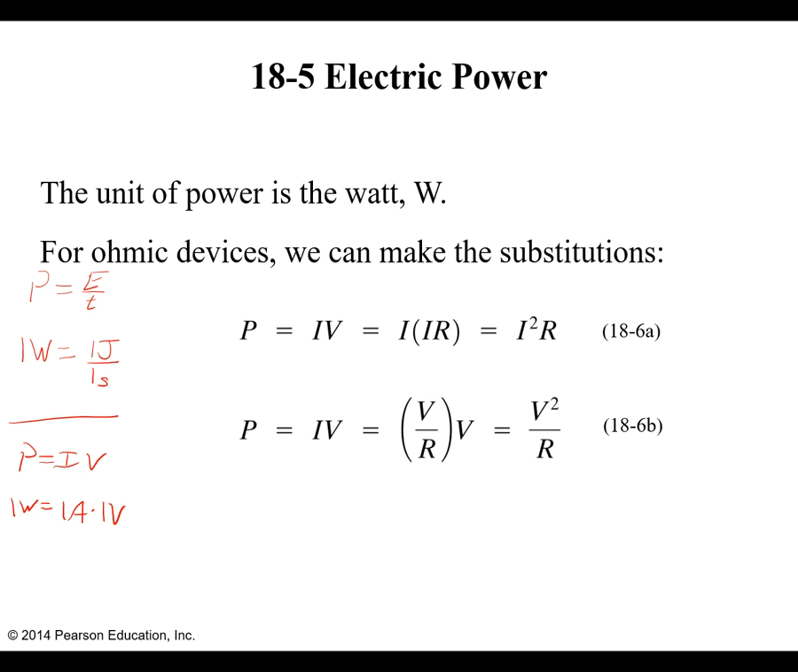But for ohmic devices, that is devices where resistance is involved, we can make the following substitutions using Ohm's law. V equals IR. If we substitute V directly in, then we get current times IR, current times resistance, so power would equal I squared R. This would especially be useful when you are dealing with circuits where you are worried about current load.